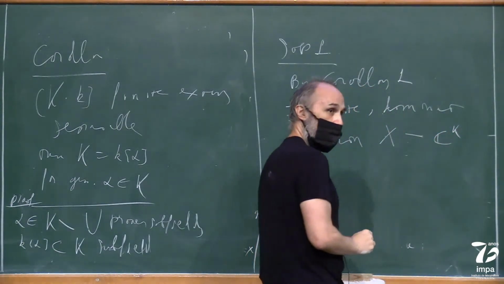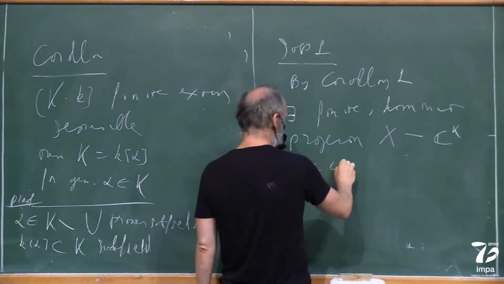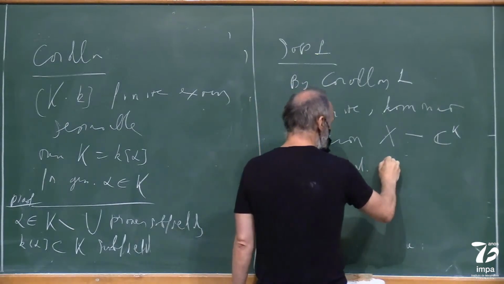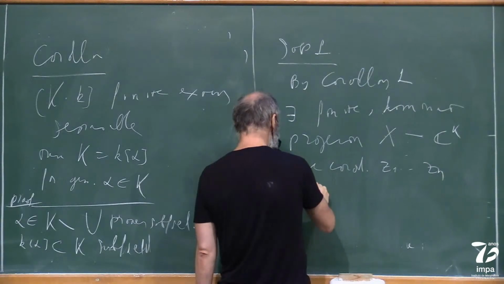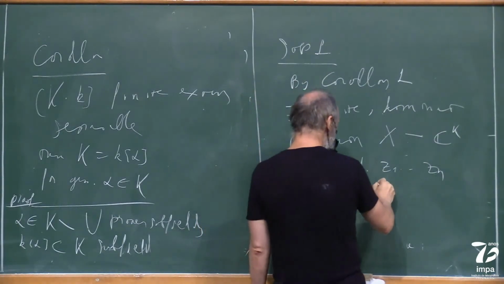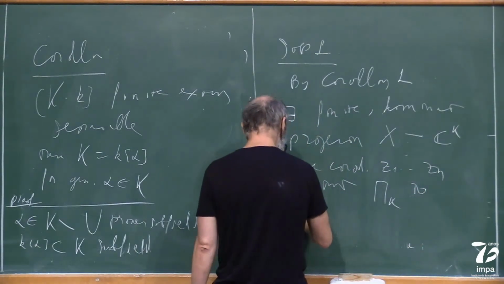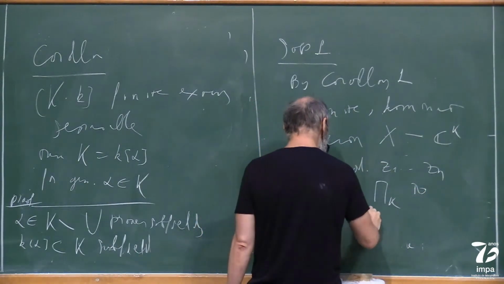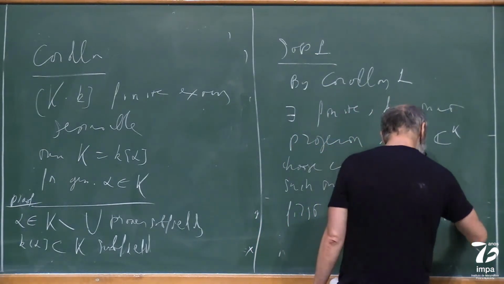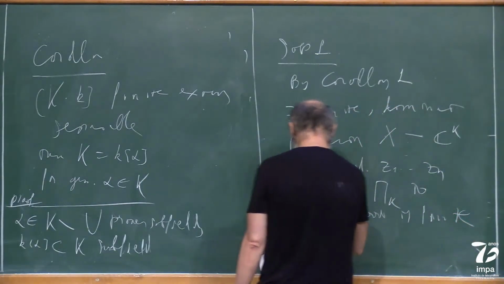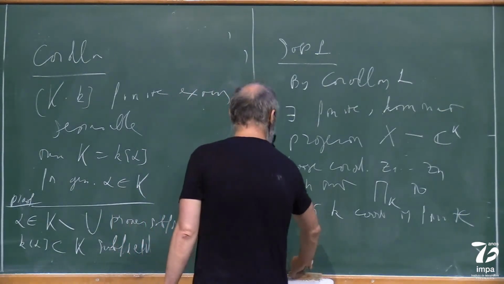And we choose coordinates z1, ..., zn such that this projection p_k to the first k coordinates is finite. This you can always do by slightly adjusting your coordinates.